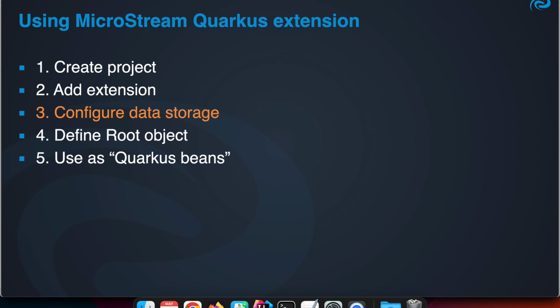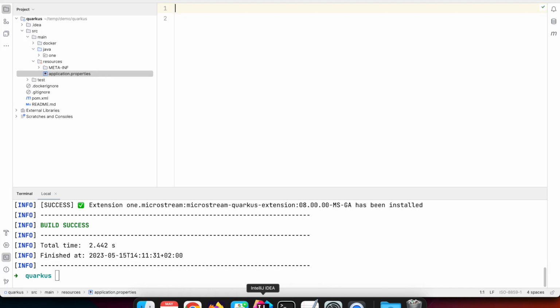Now that we have finished the configuration of our project, we can start using the extension functionality and implement the functionality of our application. The first thing that we can do is the configuration of the data storage, which is now possible through that Microstream extension. The Microstream extension allows that the configuration data which are needed for the StorageManager, as I mentioned earlier, are read through the sources that Quarkus itself supports.